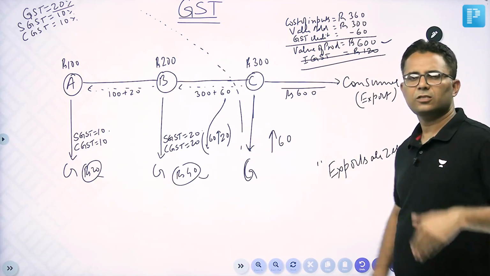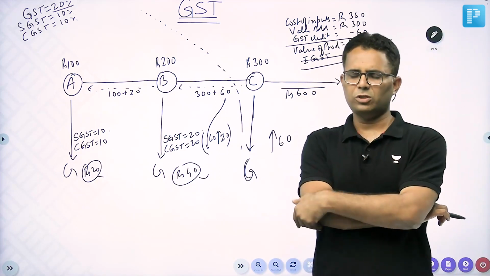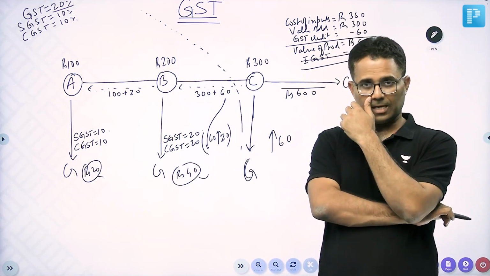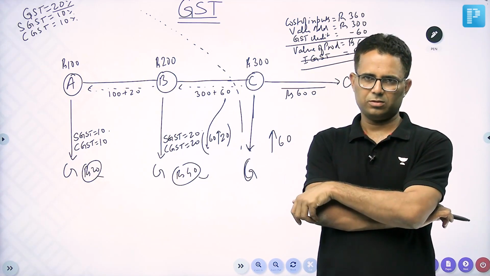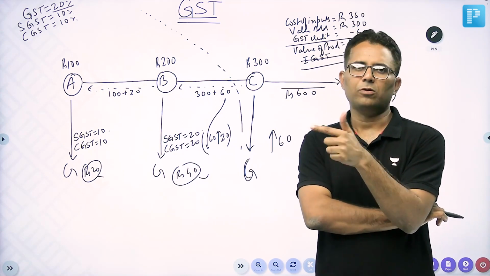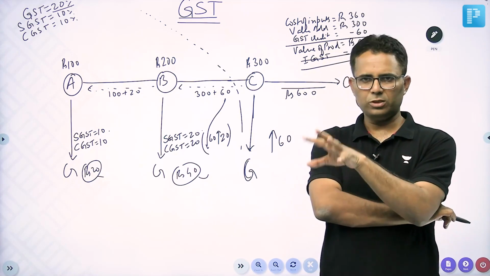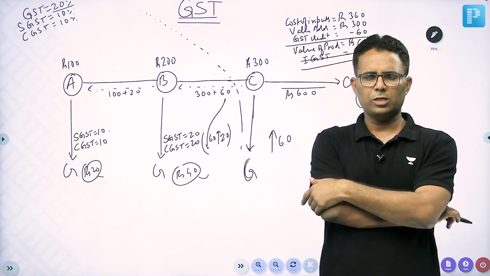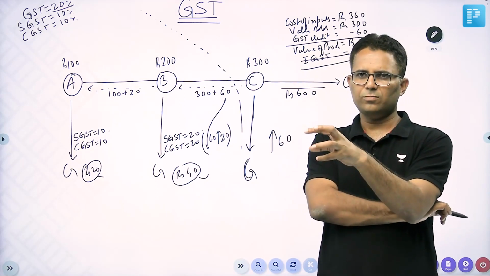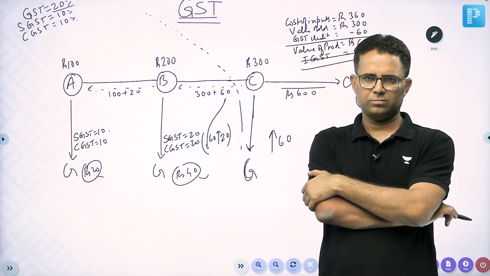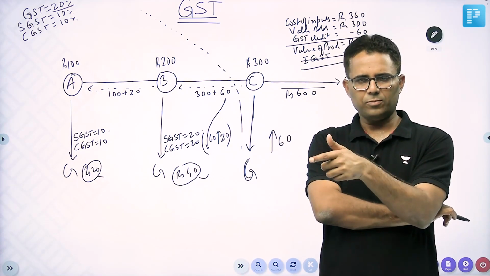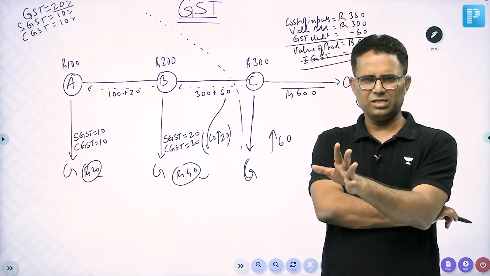In case of imports, it's quite simple, no need to go into that. Suppose I'm in Gujarat and I imported something worth rupees 100. On that 100, I will pay IGST. So on imports, there is GST, IGST, and that goes to the government. I will pay IGST at 18% or whatever is the rate.